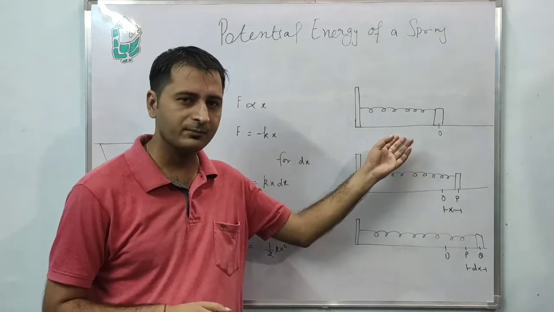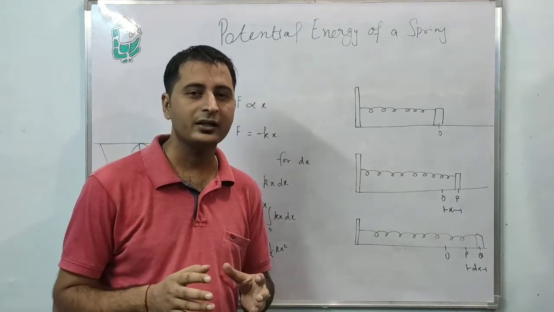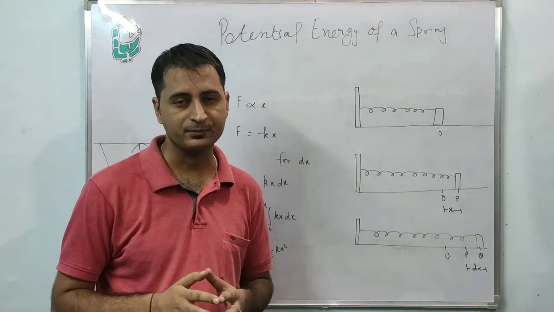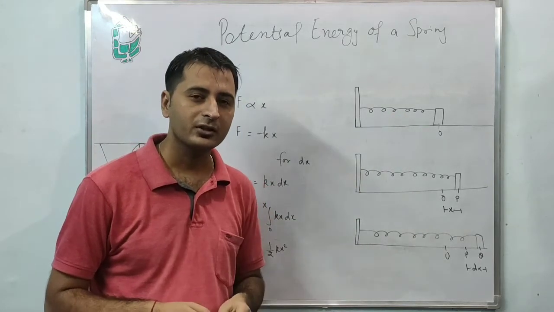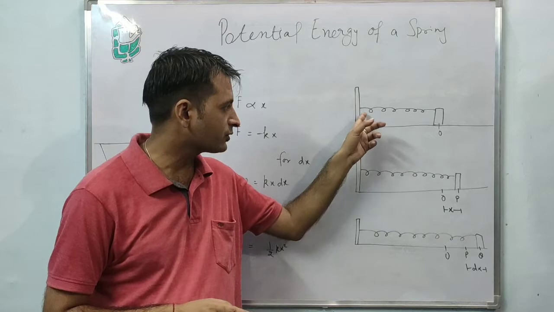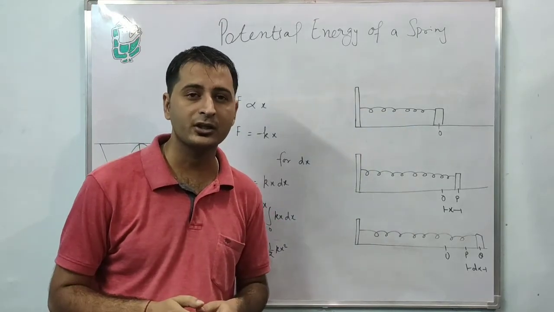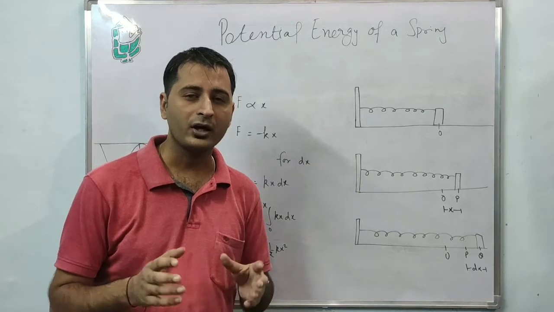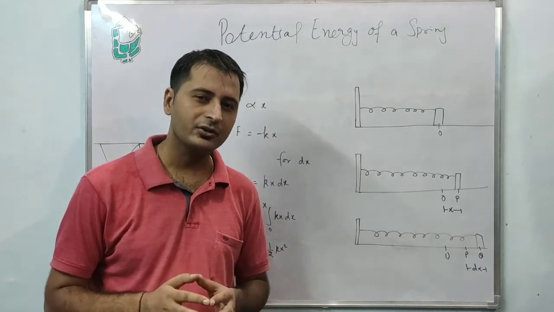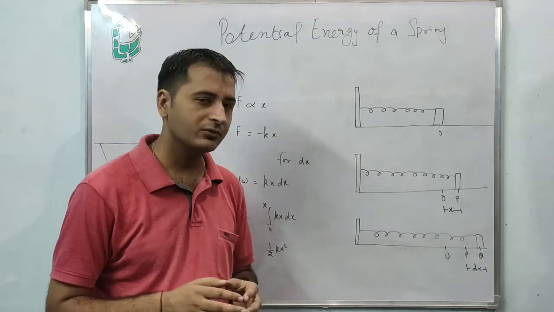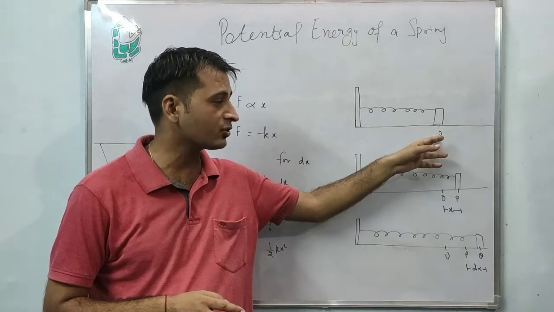Come to the first one, in which we have a light and perfectly elastic spring. One end of the spring is fixed to this side, and the other end of the spring is fixed to a body or a block having mass m. Clear? And after that, we displace the block from its mean position. That mean position is O.